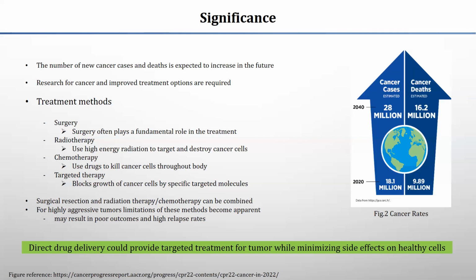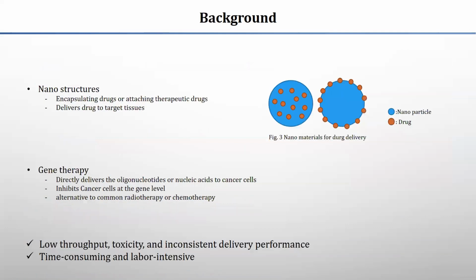Drug delivery systems, a form of targeted therapy, are researched to enhance cancer cure chances. They deliver drugs directly to tumors, increasing concentration in cancerous tissue while minimizing side effects on healthy cells. The first method for drug delivery systems is nanostructures. As shown in figure 3, nanostructures could be utilized as delivery agents by encapsulating drugs or attaching therapeutic drugs and deliver them to target tissues more precisely.